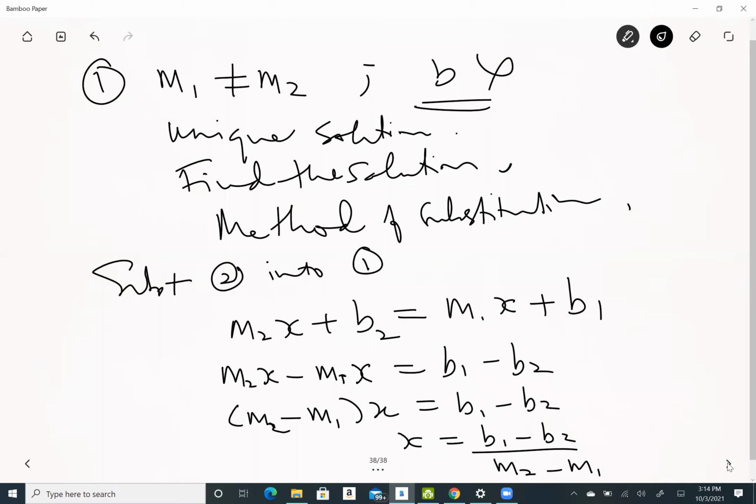So that is the method of substitution. That's how you find the x. After you got the x, you find y. So if you look at this system here, m2, b2, m1, b1, these are the slope and the intercepts. So everything here are constants. The only variables are what? X and Y. M2, B2, M1, B1, all are constants.